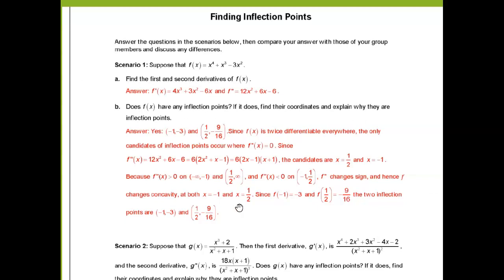A lot of times the answers that the AP College Board classroom assignments are giving are more wordy because that's what they would expect on their AP exam. As I've told you as we work through these, a sign chart is not sufficient. You have to be able to put that sign chart into words, and that's basically what's happening right here. So because the second derivative is positive from -infinity to -1, and it's negative from 1/2 to infinity, then we have these sign changes and therefore points of inflection.